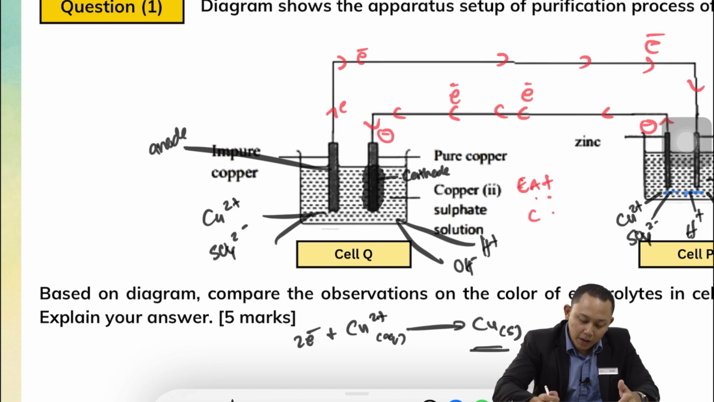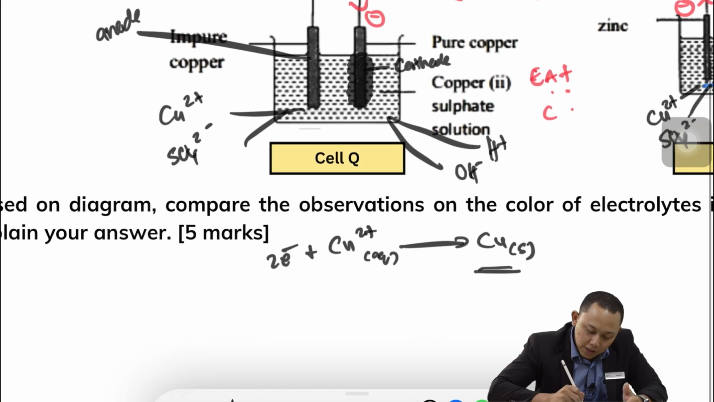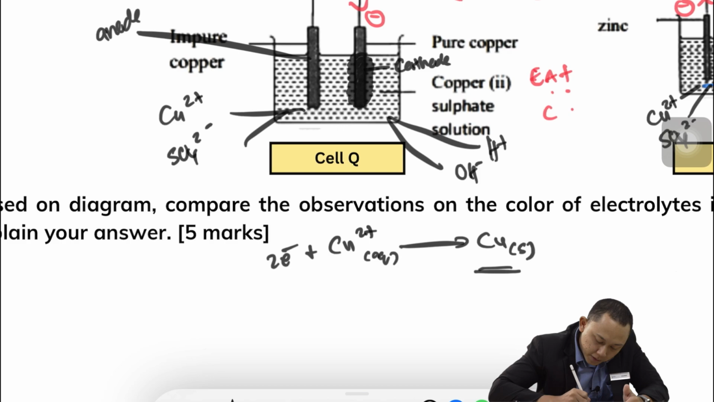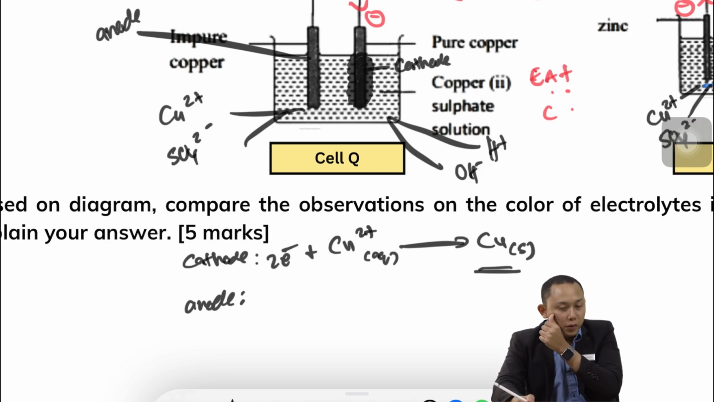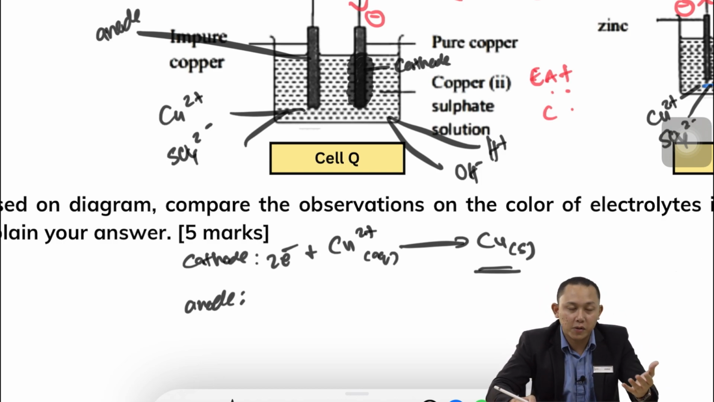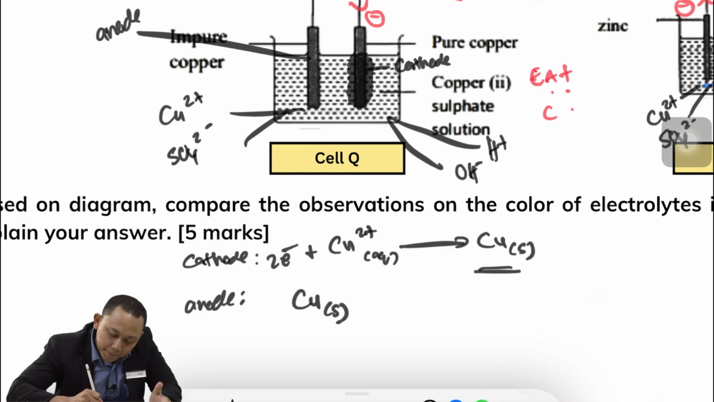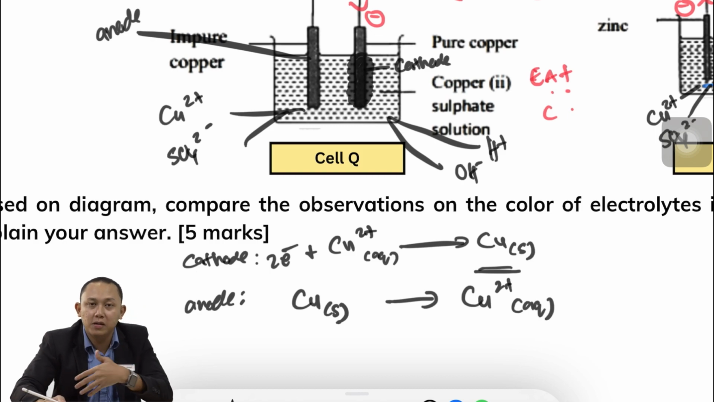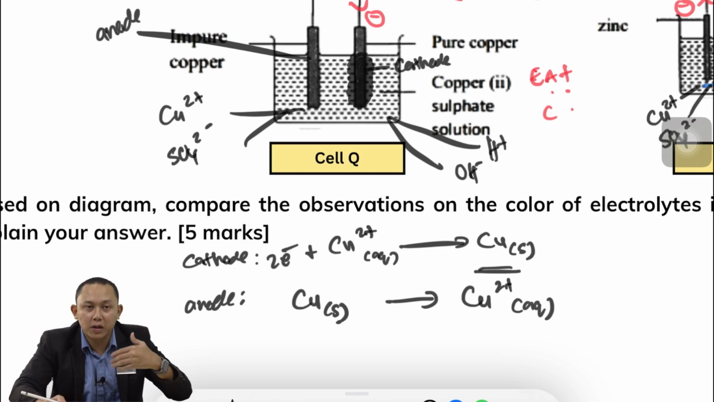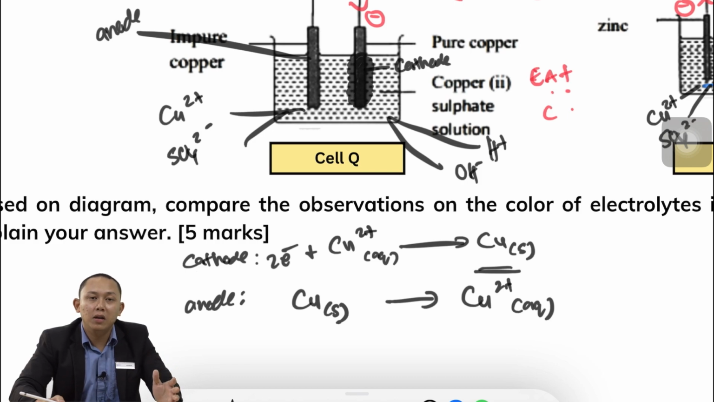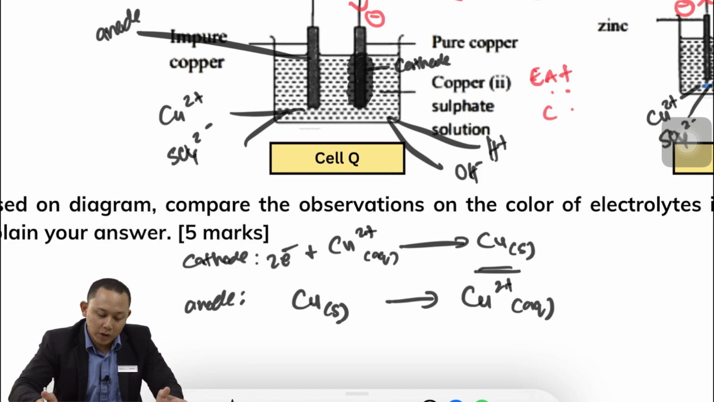Okay, so copper metal is going to discharge. This one is the cathode, this one is the anode. The copper metal is going to be ionized to form a Cu2+ ion. Where does this Cu2+ ion go? It's going to dissolve into the solution again.